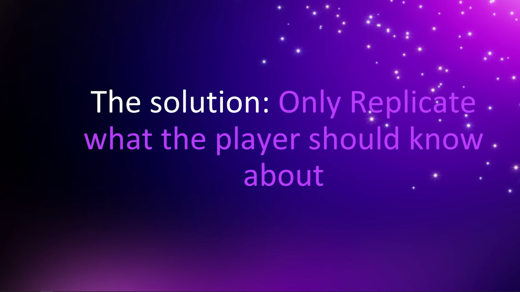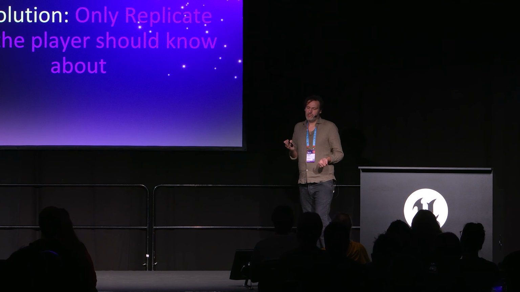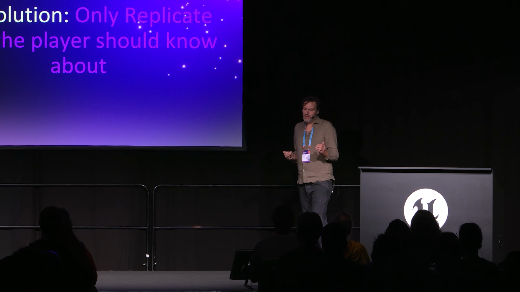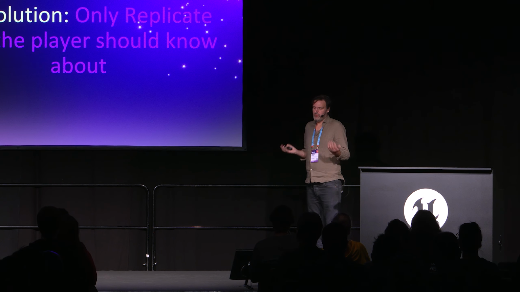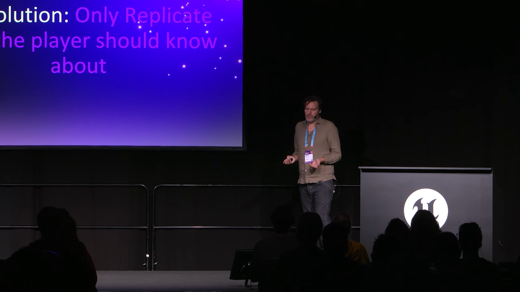So to fix this, we fix it on the server side by only replicating what the player should be able to see and what they should be able to hear. The system was originally conceived as simply visibility-based replication. And we called it fog of war because it was catchy and because it described more generally the approach of using environmental factors to limit what the client should know about.